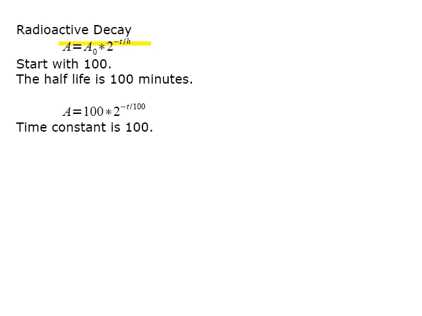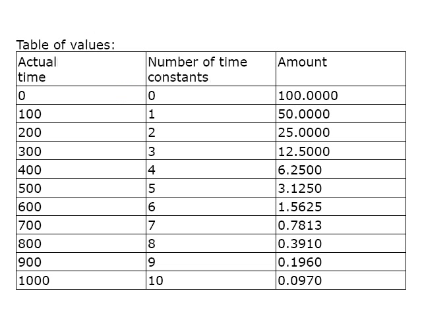Here's the standard equation. Let's say you start with 100 and have a half-life of 100. So the time constant is 100, and we'll count by 100s to get the pattern. So here are the values. I'm moving by time constants. That means I'm counting by 100. And every time I move by one time constant, the amount decreases by a half. This is decay. Go from here to here, it decreases by a half.